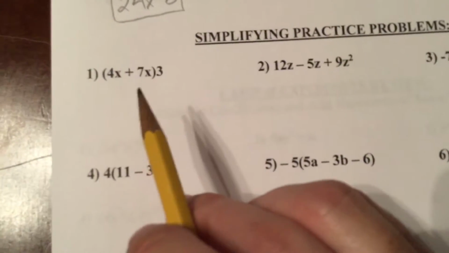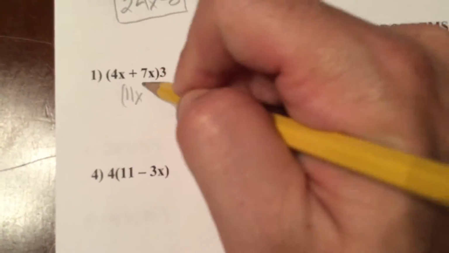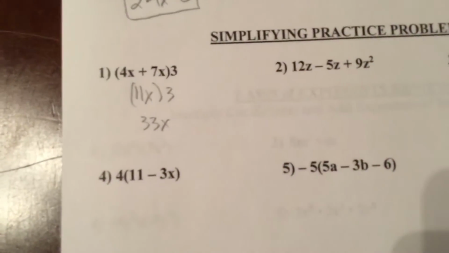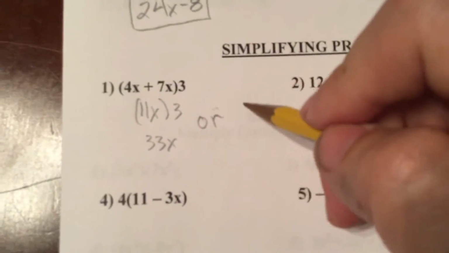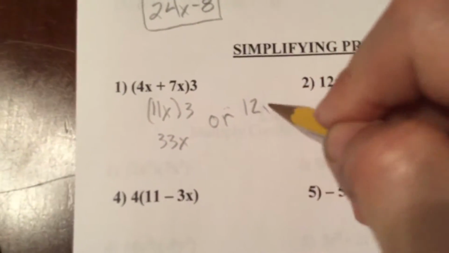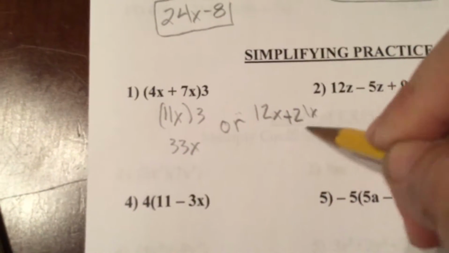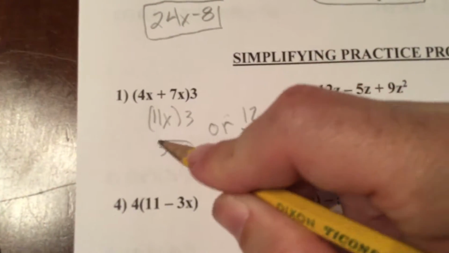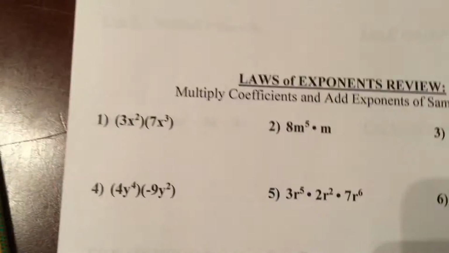When we look at a term like this, I can combine like terms and then triple it. That's one way to get it. Or we could have distributed 3 by 4 and 3 by 7. And then when we combine like terms, still found the answer to be 33x.